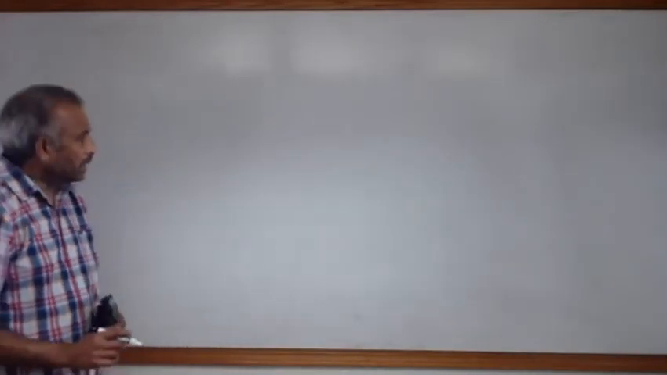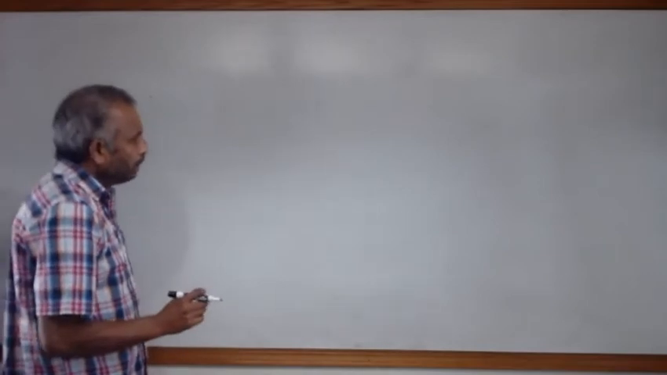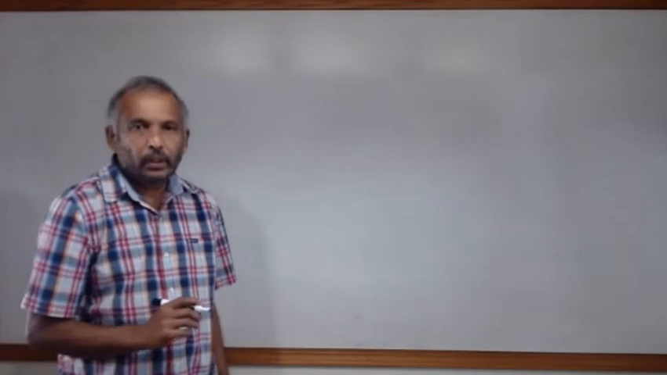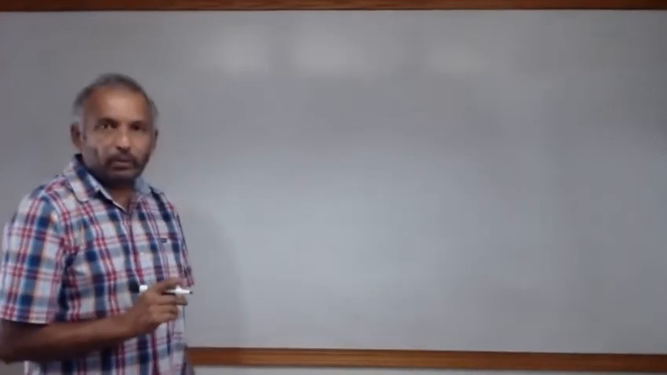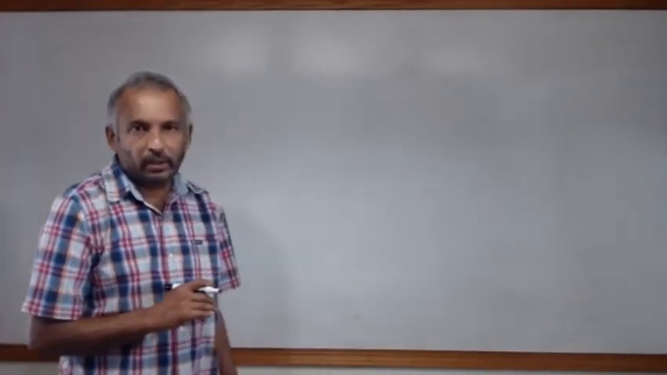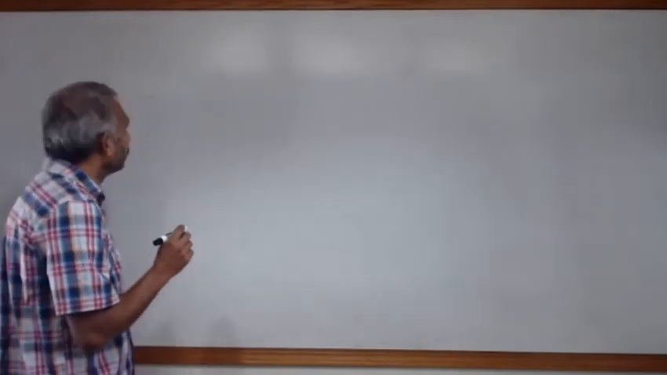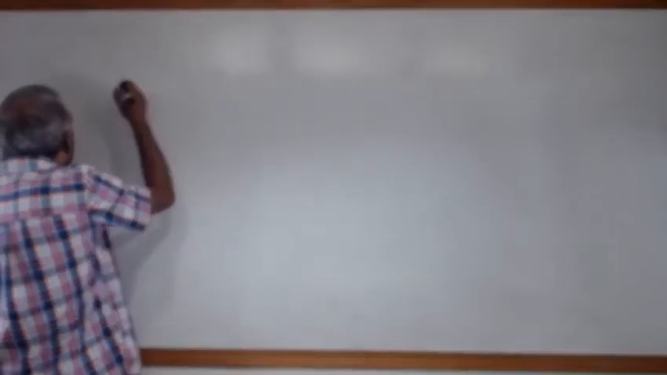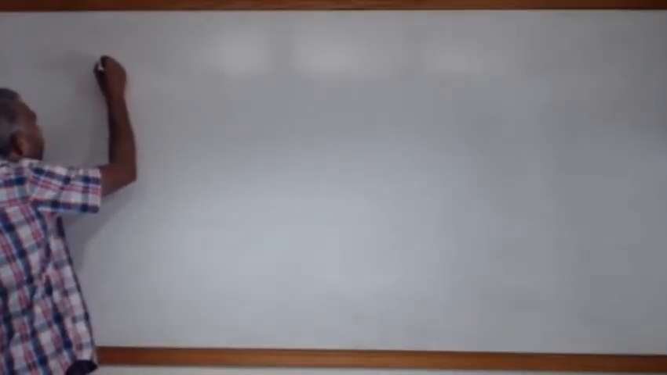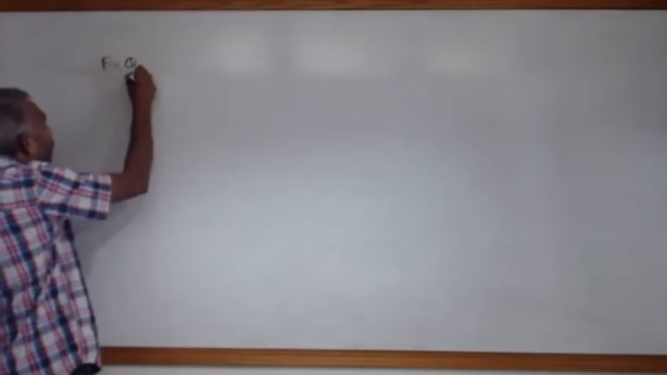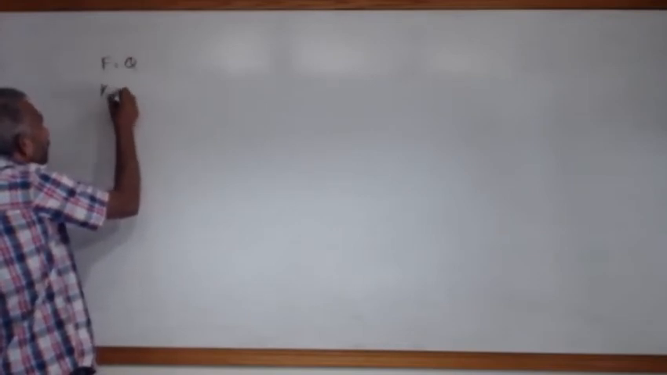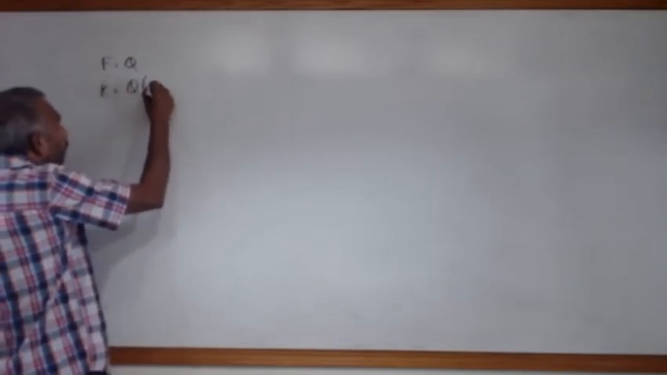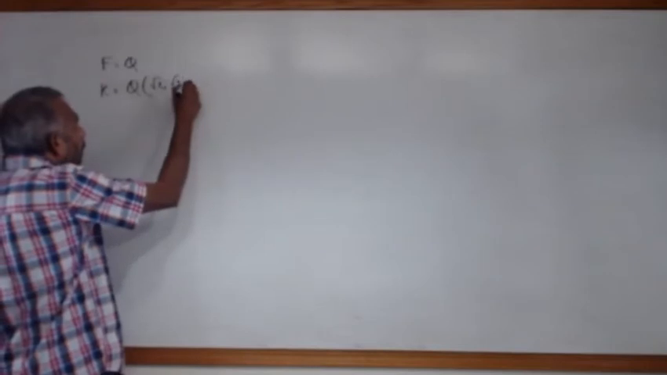So in the last class, we gave a proof of Galois theory. So today what I'm going to do is give you one more example to demonstrate the Galois theory. For that, we are going to use F equal to Q and K equal to Q of root 2, root 3, root 5.